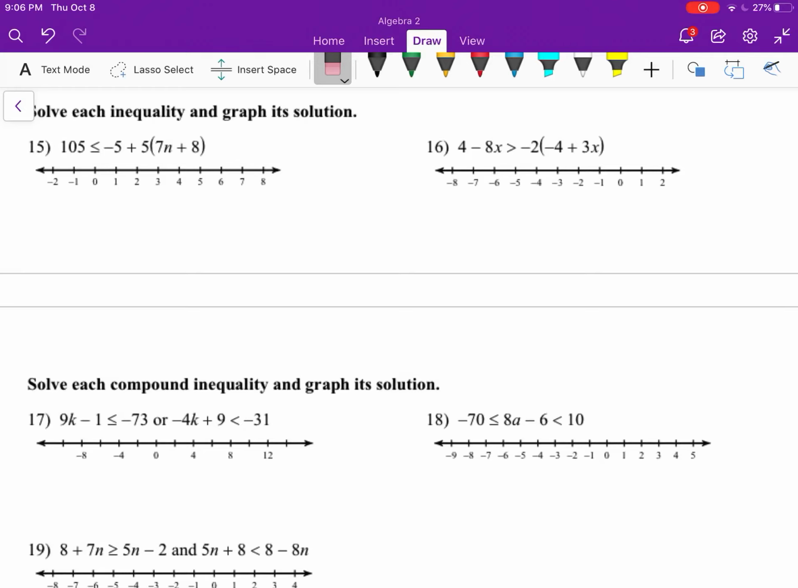Questions 15 and 16 deal with solving inequalities, just a single inequality. And then 17 through 19 deal with solving compound inequalities. We'll go ahead and look at both these sections in this video.